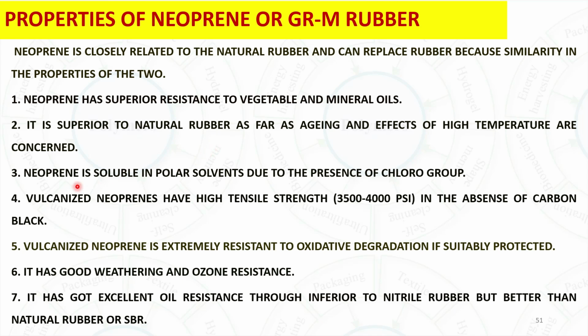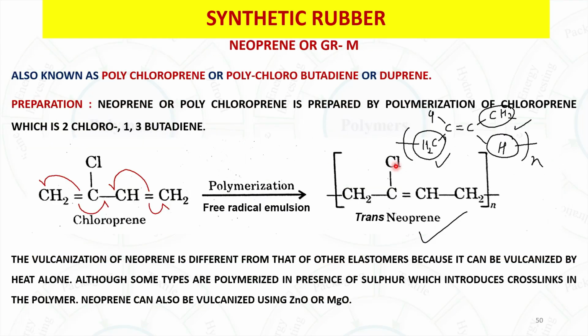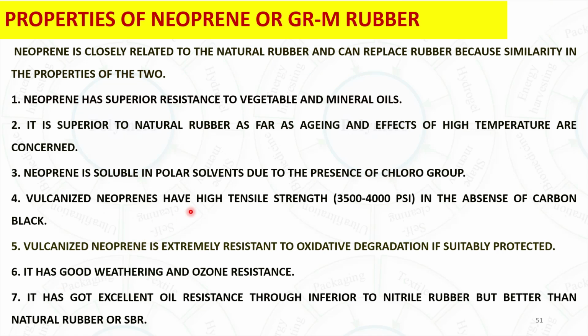Number 3, neoprene is soluble in polar solvents. Of course, the chlorine is there in that case, right? If I go back, you see this chlorine is there, this hydrogen is there, so a little bit of polarity is there, right? Due to this polarity, it is quite soluble in polar solvents. This I have written over here.